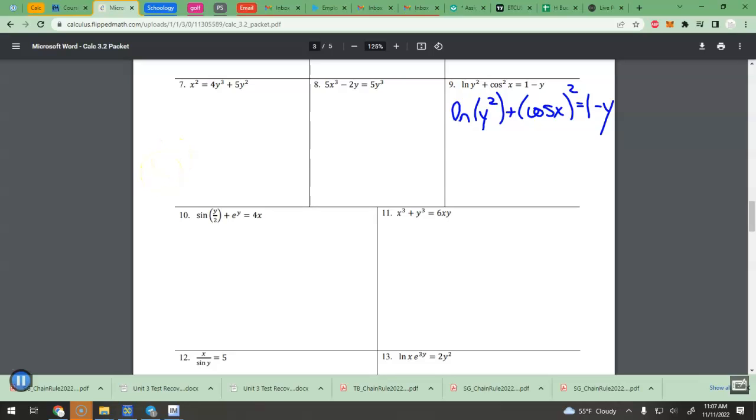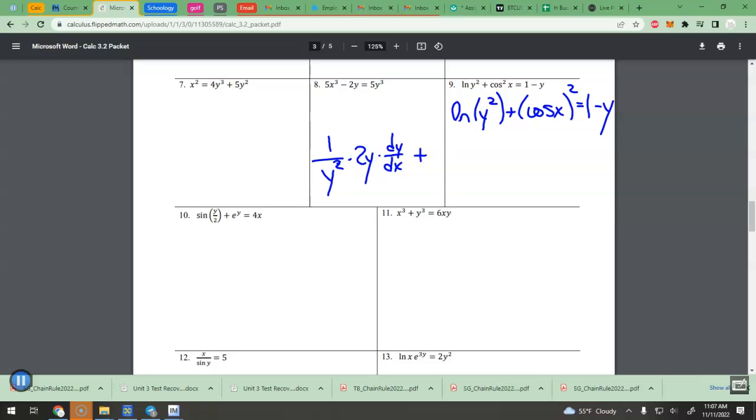Oh boy. There we go. So 1 over y squared times the derivative of y squared, which is 2y. But then I took the derivative of a y, so I multiplied by dy dx. Okay? So I agree it looks scary, but I think if we break it down piece by piece, it's doable.